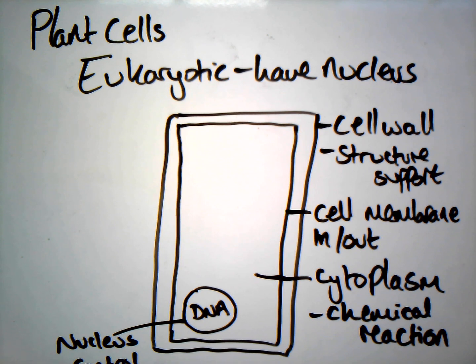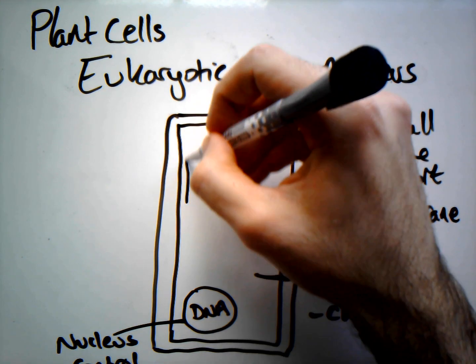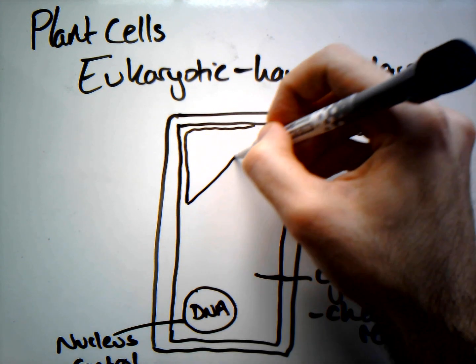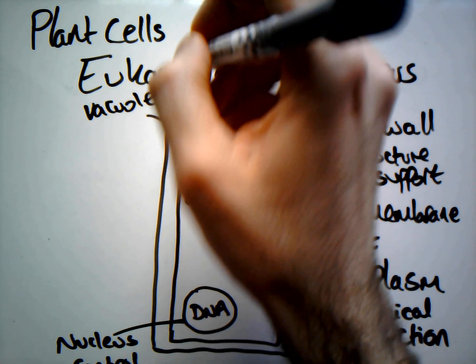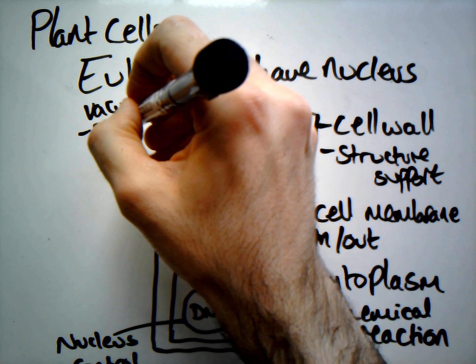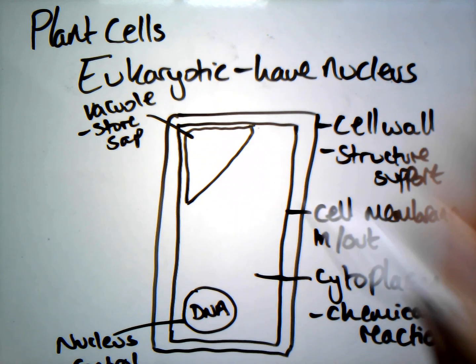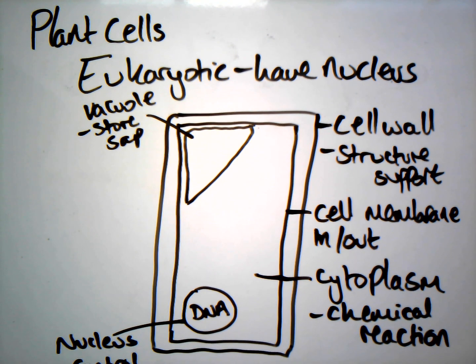Another key feature of plant cells that we have is this sort of large sac-like structure called the vacuole. The vacuole just stores sap. And this sap is like a nutrient store. It contains water and mineral ions and other key nutrients that the plant cell might need.